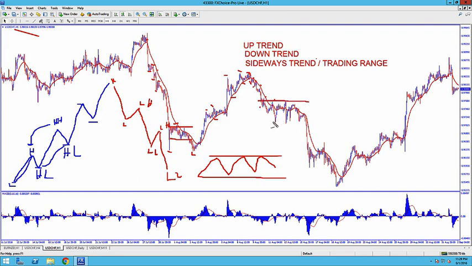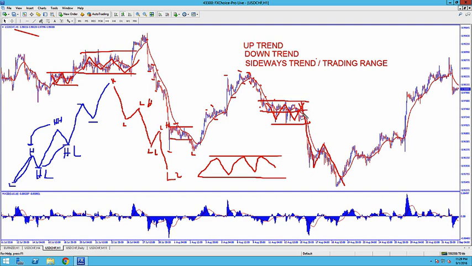Here is evidence of a sideways range, a trading range, or a sideways trend. Here is a sideways trend. The market moved down. It wasn't much of a downtrend, but we did have it from a sideways range.